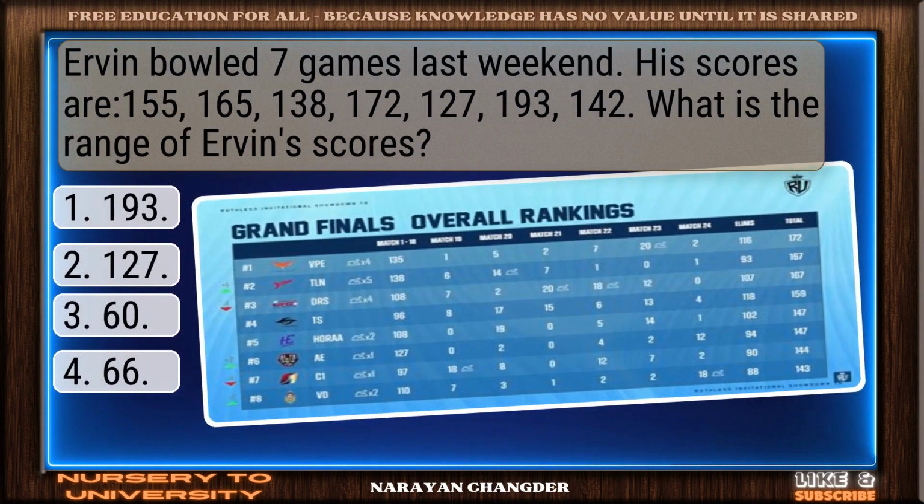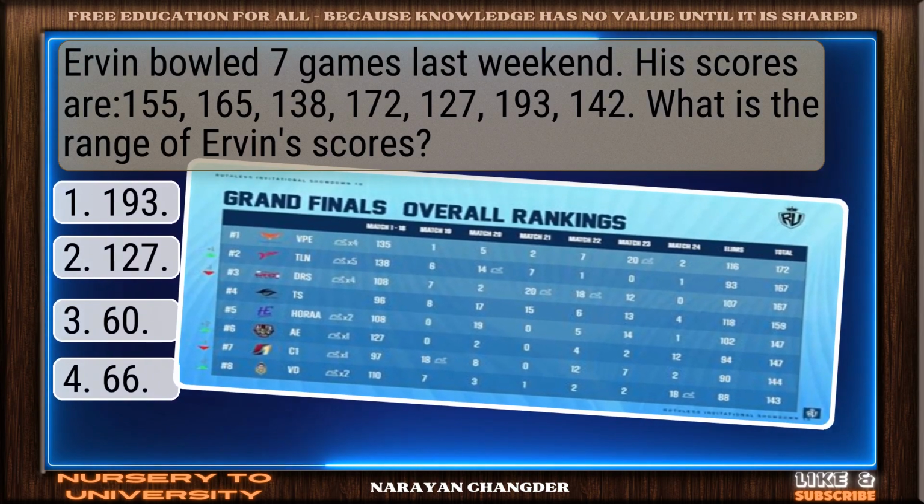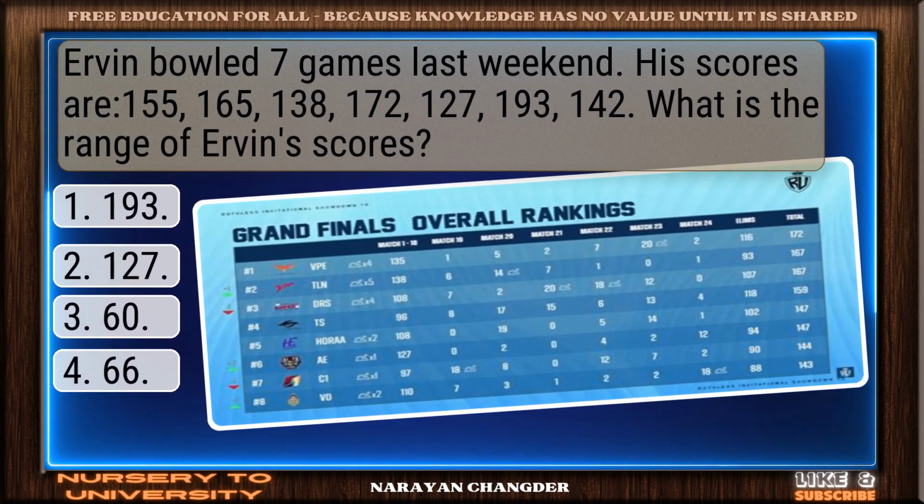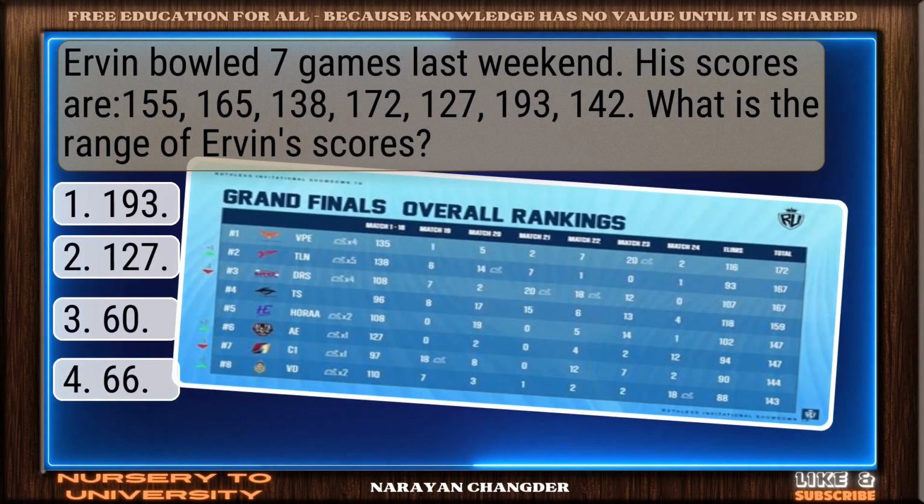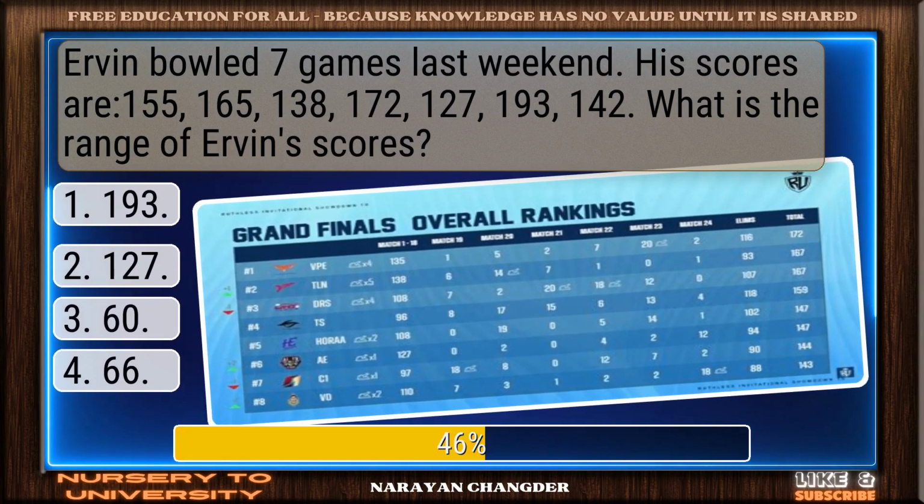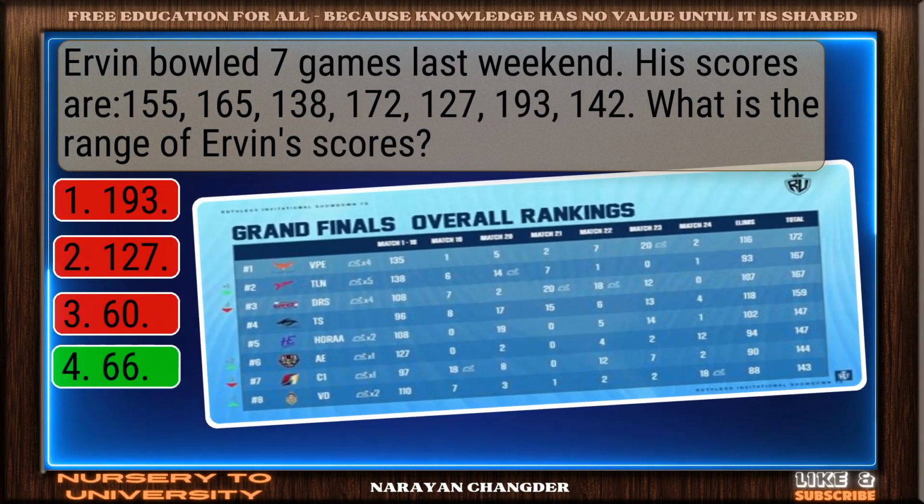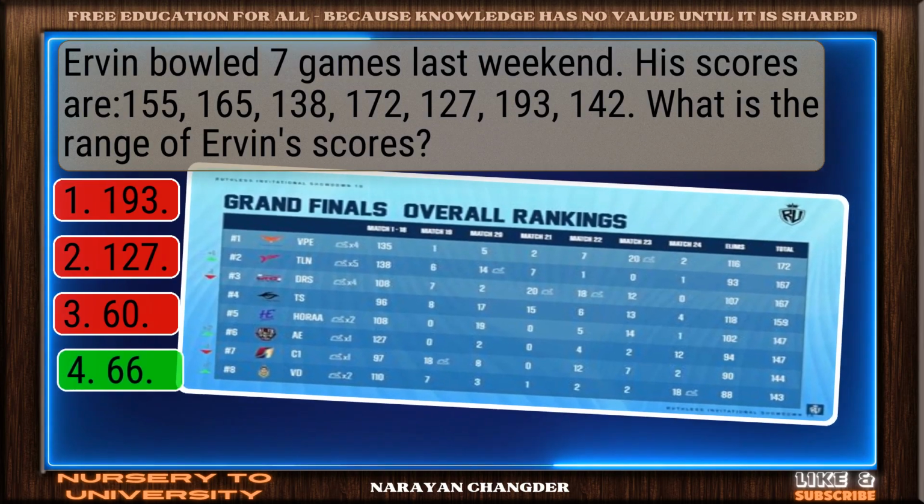Irvin bowled 7 games last weekend. His scores are 155, 165, 138, 172, 127, 193, 142. What is the range of Irvin's scores? Solid response. 66 is valid.